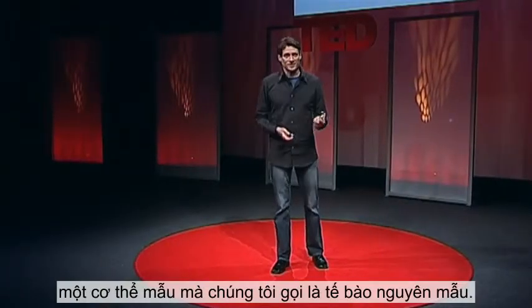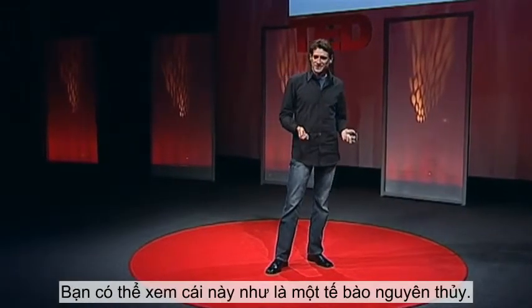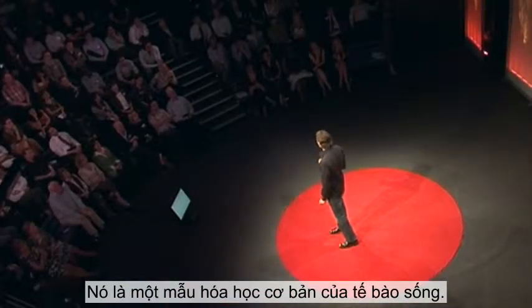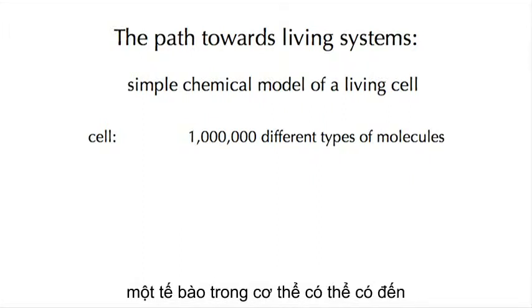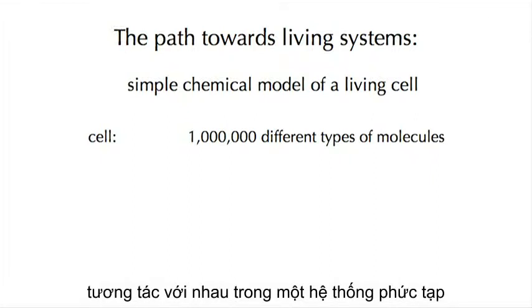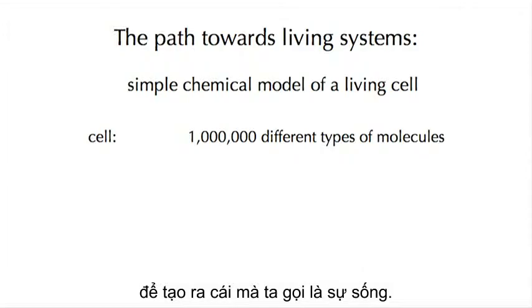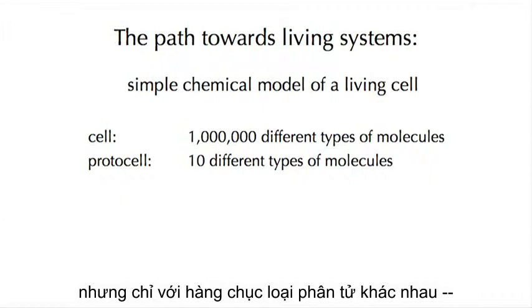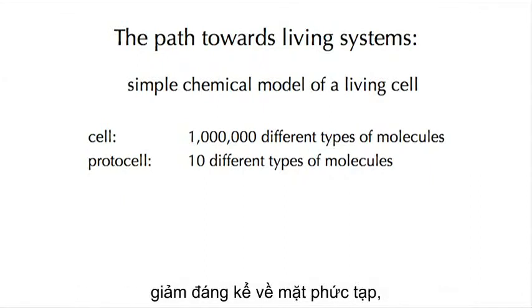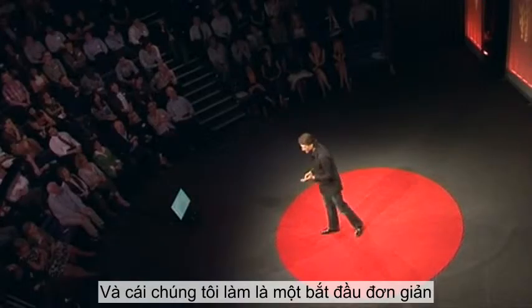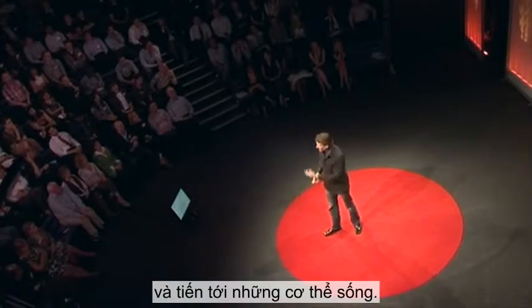Well, we use a model system that we term a protocell. You might think of this as kind of like a primitive cell. It is a simple chemical model of a living cell. And if you consider, for example, a cell in your body may have on the order of millions of different types of molecules that need to come together, play together in a complex network to produce something that we call alive. In the laboratory, what we want to do is much the same, but with on the order of tens of different types of molecules. So a drastic reduction in complexity, but still trying to produce something that looks lifelike. And so what we do is we start simple and we work our way up to living systems.